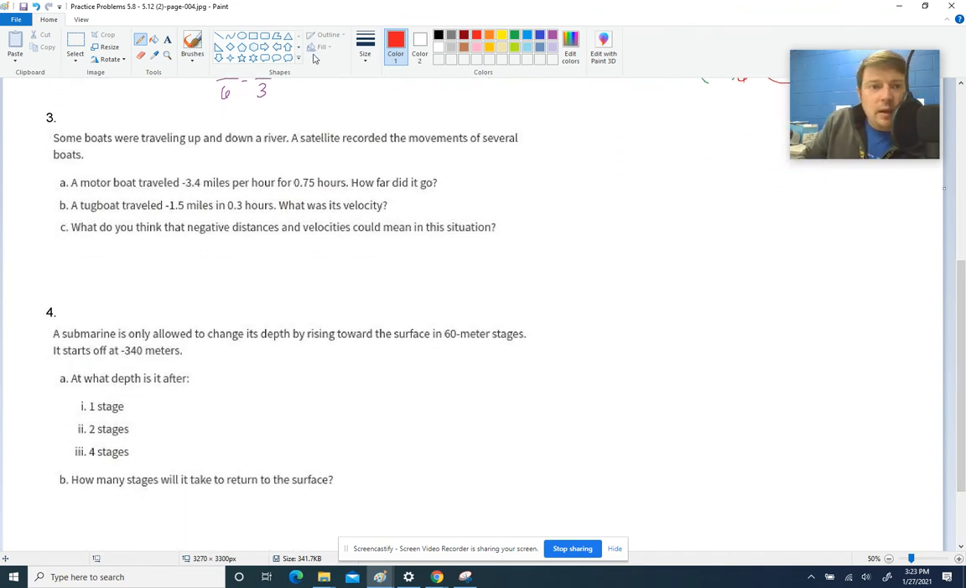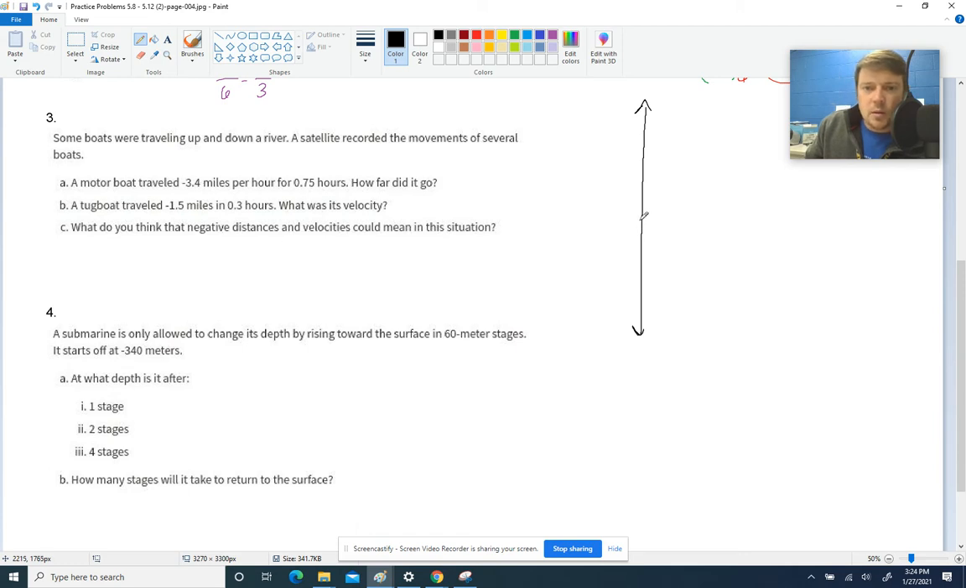So number 3, we have these boats that are traveling up a river. So I'm going to do a vertical number line for this. Here's my river, and up and down a river. So this is up north, this is south. The satellite is recording the movements of several boats. We have a motorboat that traveled negative 3.4 miles per hour for 0.75 hours. How far did it go?